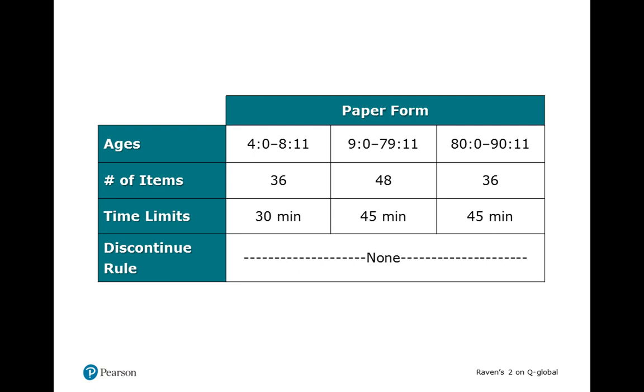If used for out-of-level testing when you're using the paper format, although the recommended testing items are sets B, C, D, and E for ages 9 through 79, it is acceptable to test individuals with lower ability in this age range using item sets A, B, and C, because the ability scores that are derived using the different sets are comparable.